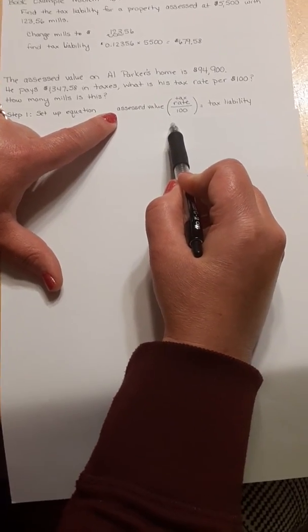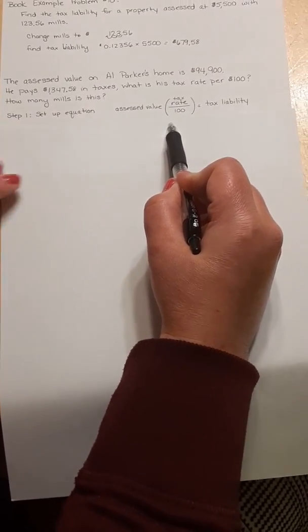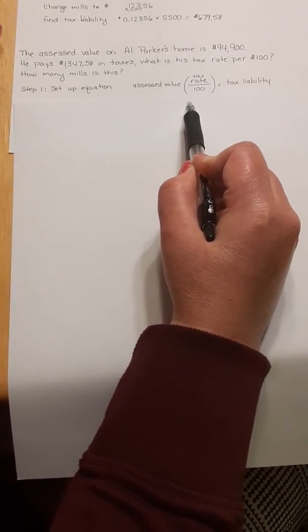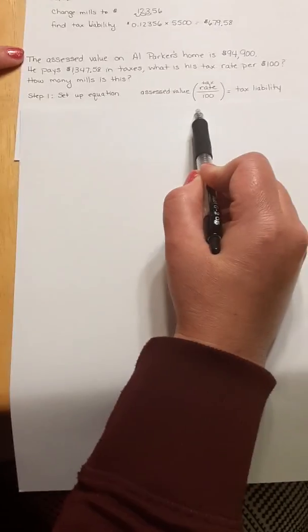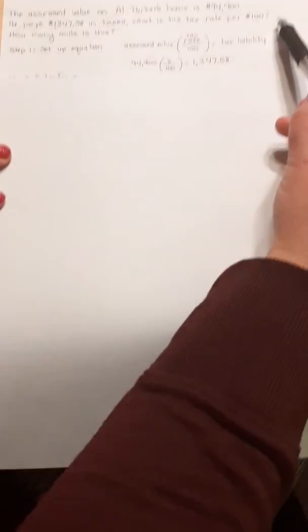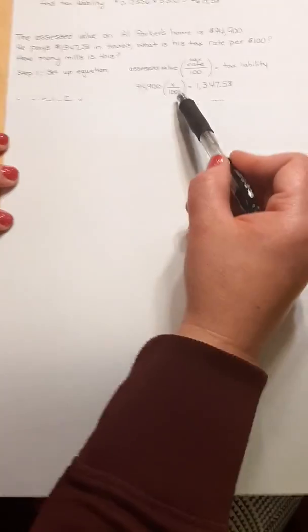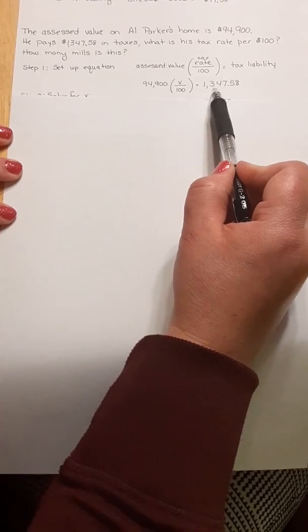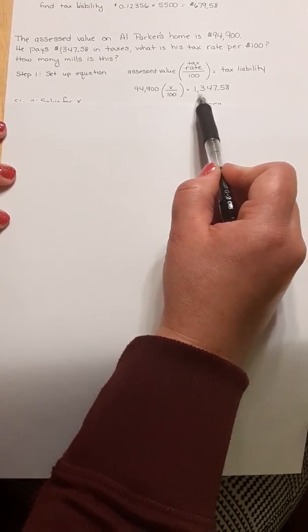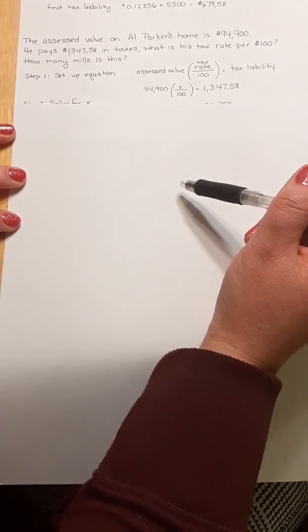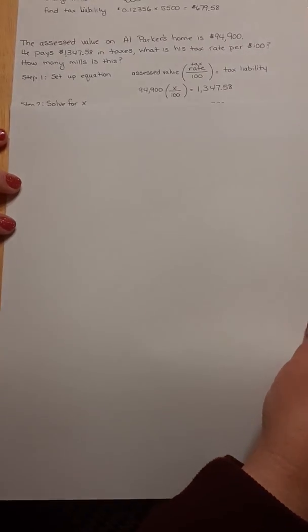Now that I've got the equation, I'm going to just start plugging in the parts that they gave me from my story problem. They told me right away at the beginning the assessed value for his home was $94,900. So I'm going to put that first. They told me here we're doing groups of 100, so that goes in my denominator. I'm trying to find that tax rate, and then they told me my total taxes was $1,347.58. Now, I have to go ahead and solve for x.